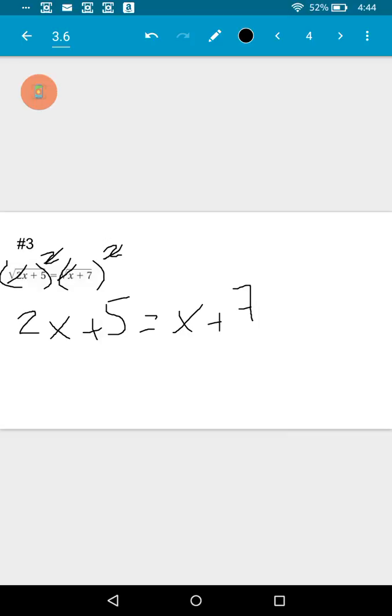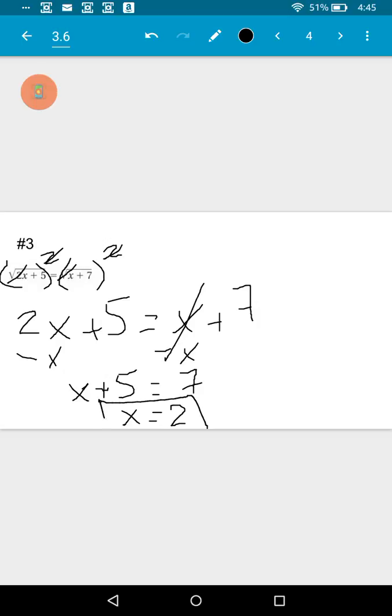We're going to combine like terms. I like having my variables on the left-hand side and my numbers on the right-hand side, so that's what I'm going to do right now. Minus x here, minus x here. I'm left with 1x plus 5 equals 7 because these cancel out. Here, I want to move that 5 to my right-hand side. That's minus 5. 7 minus 5 gives me 2. This problem on your homework assignment yesterday should have been super easy.